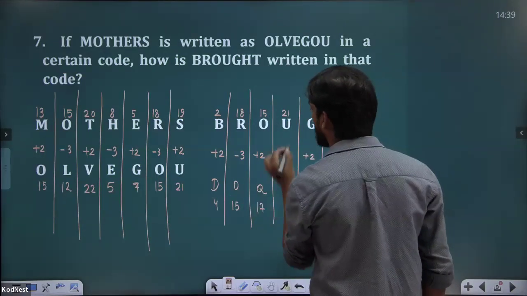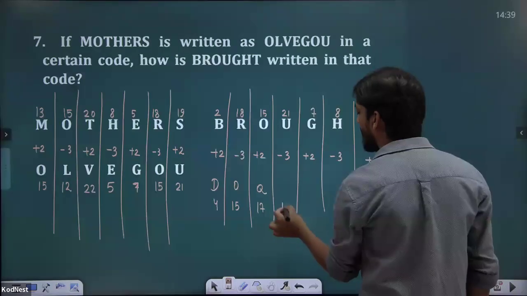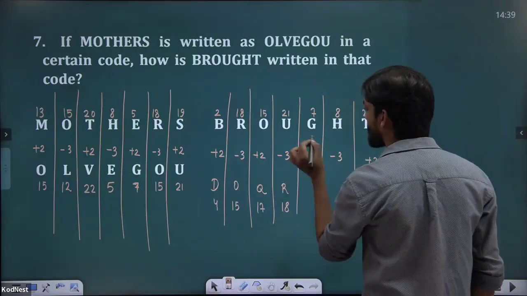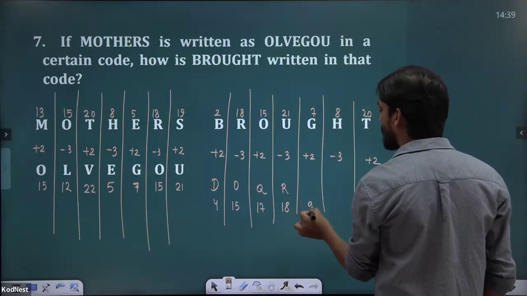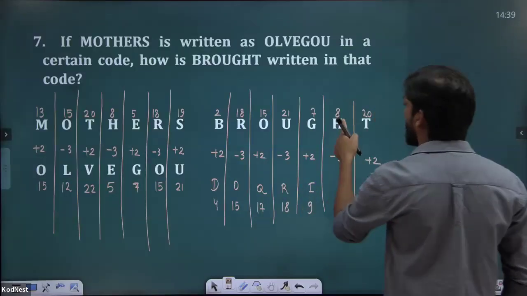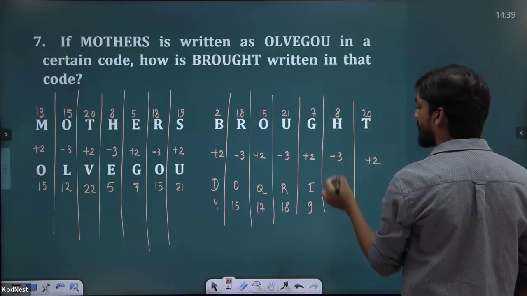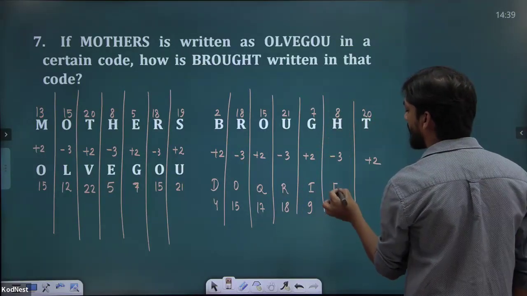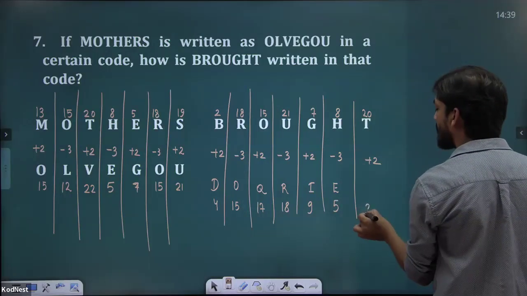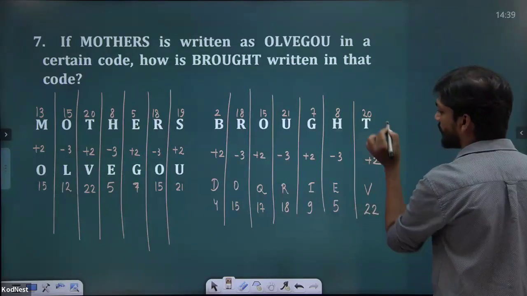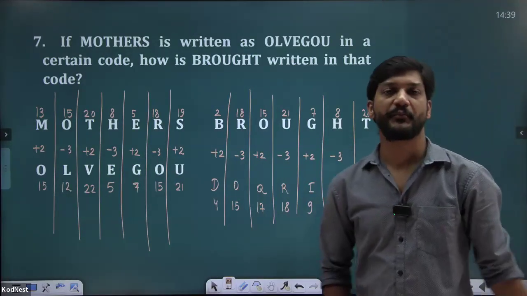Question number 17. 21 minus 3 is 18. 18 is the right to vote age. 7 plus 2 is 9. So I9 processor. Okay, sorry. 8 minus 3 is 5. Fifth letter is E. 20 plus 2 is 22 and Vivo V22. So this is the code.